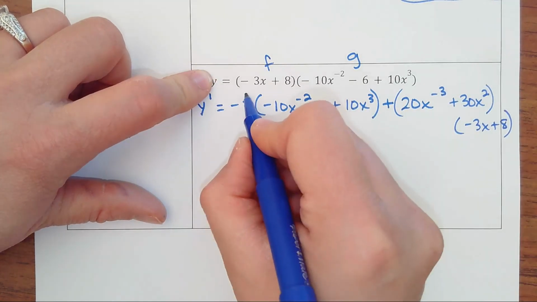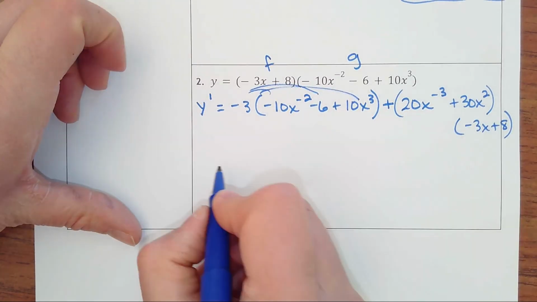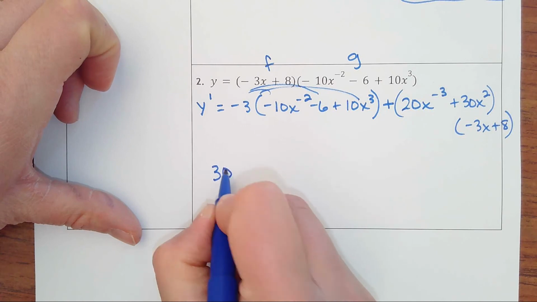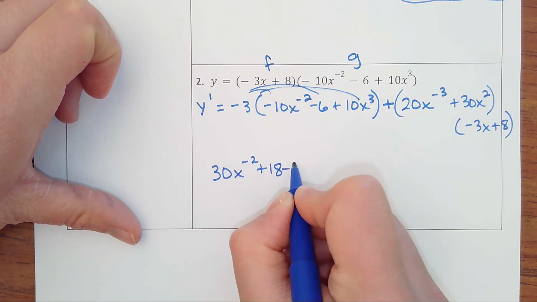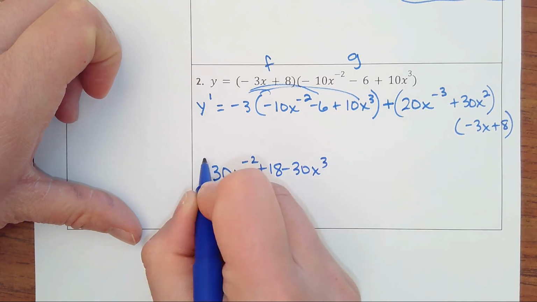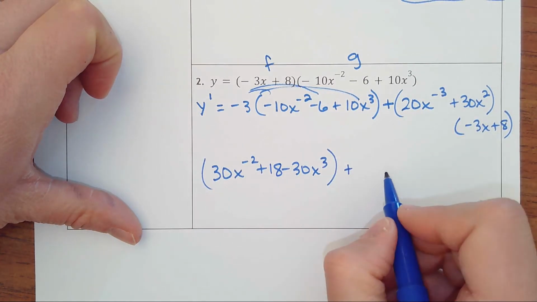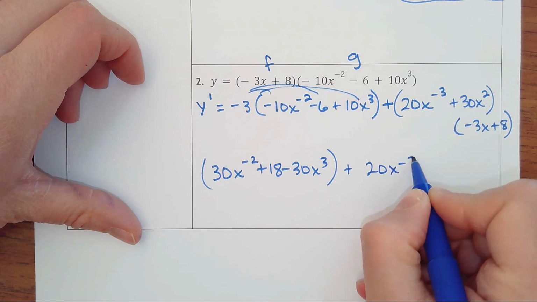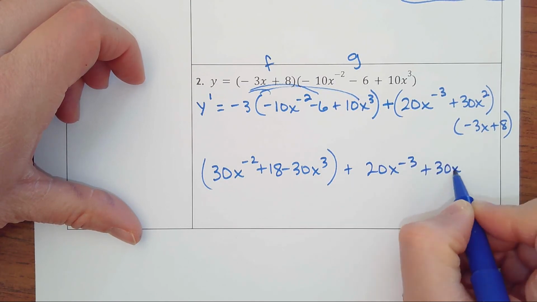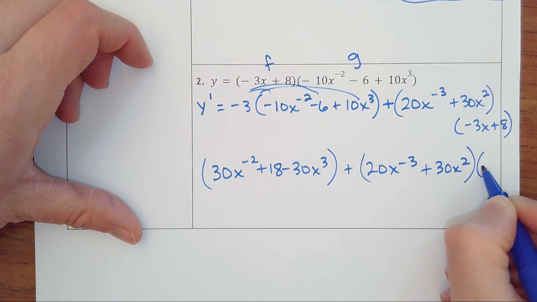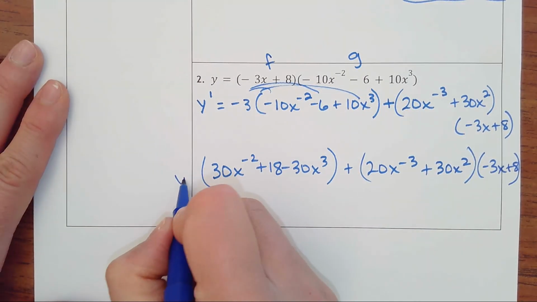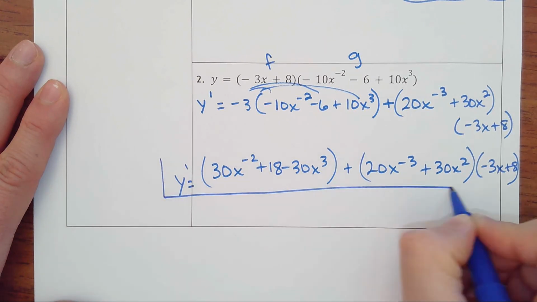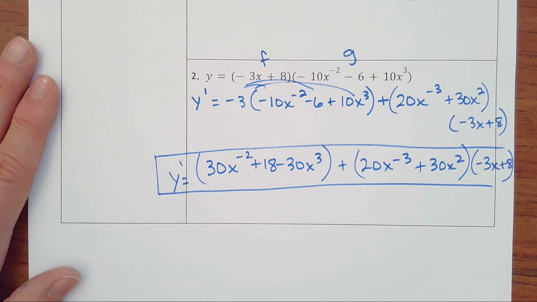And again, if you want to distribute your 3, you could. You'd get 30x to the negative second plus 18 minus 30x cubed plus the rest of this. So again, up to you. I just wouldn't foil with these and try to do any more. And that is the product rule.